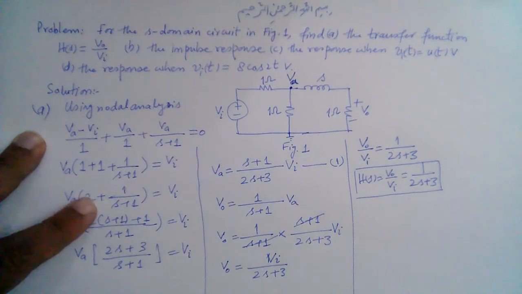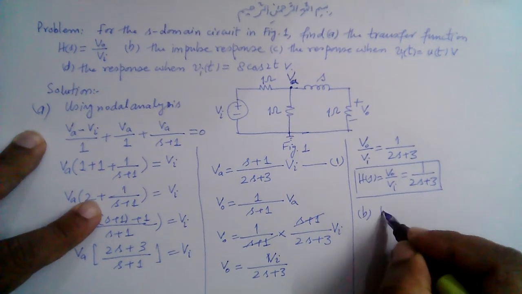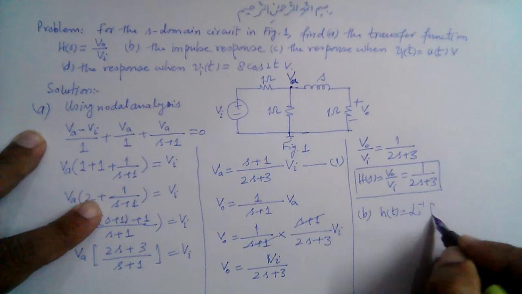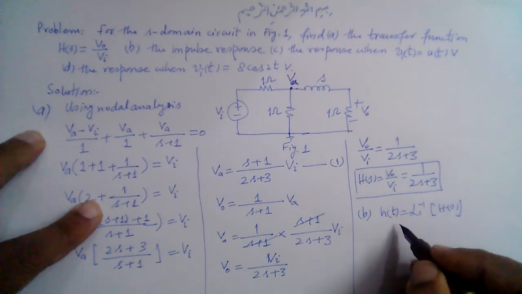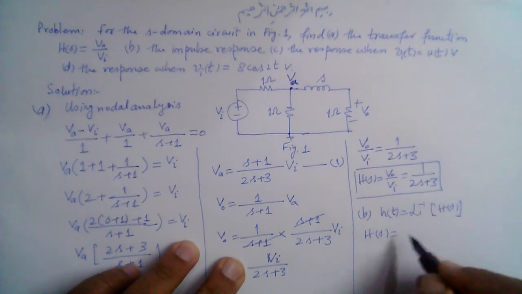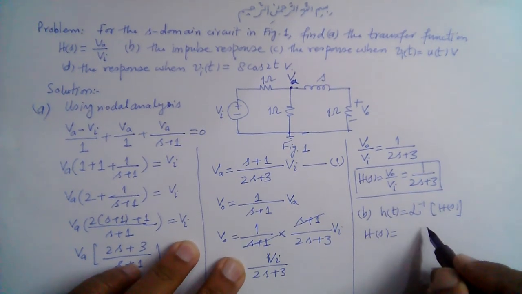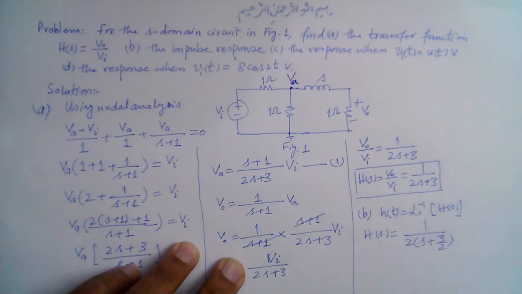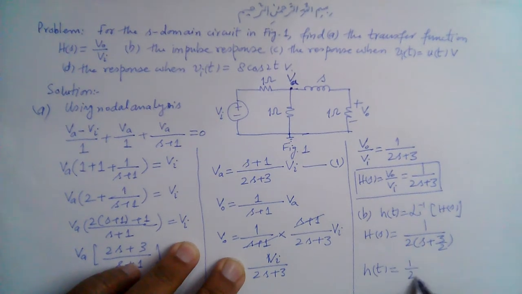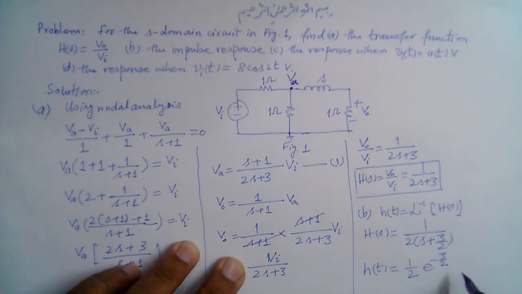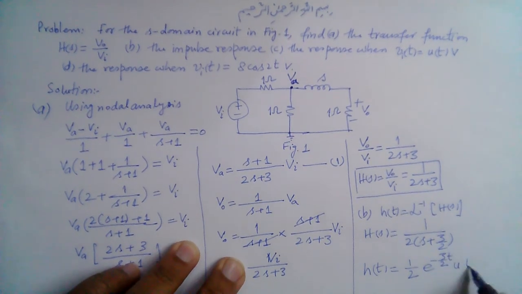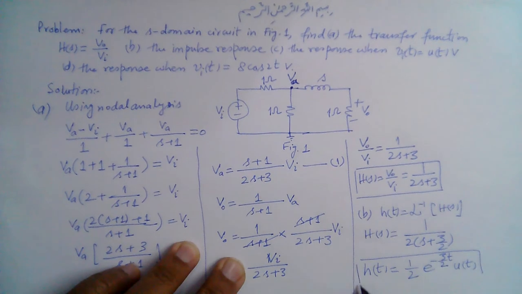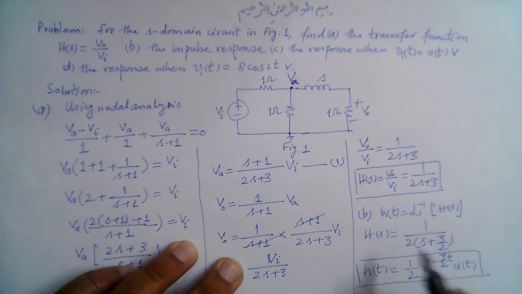Now part B is the impulse response. So the impulse response h(t) is equal to the inverse Laplace transform of H(s), right? So H(s) can be written as 1 over 2 into s plus 3 over 2. We take the 2 common. So h(t) is equal to 1 over 2 e raised to the power minus 3 over 2 t u(t), right? So this is the impulse response of the circuit, right? So this completes our part B.